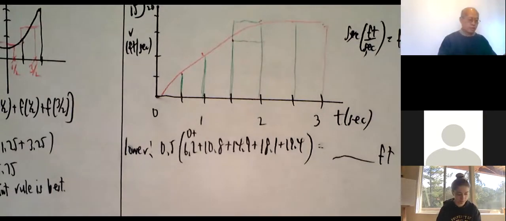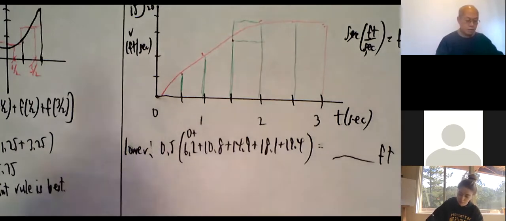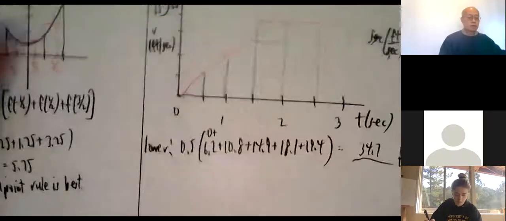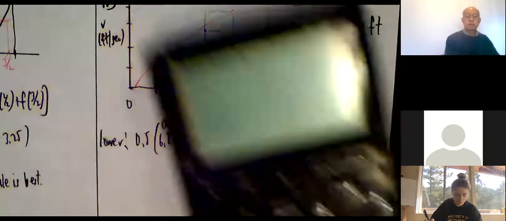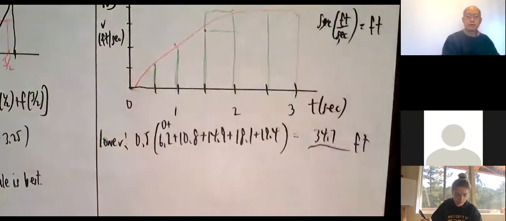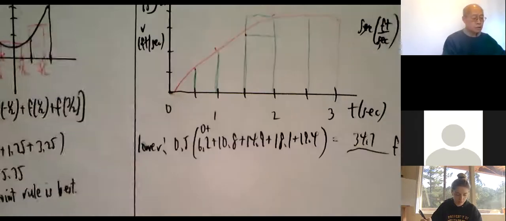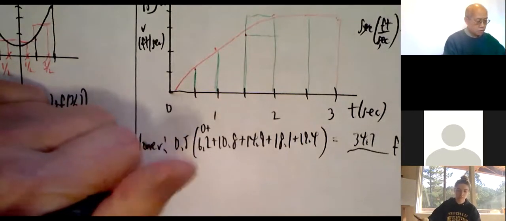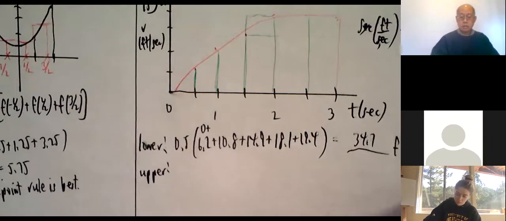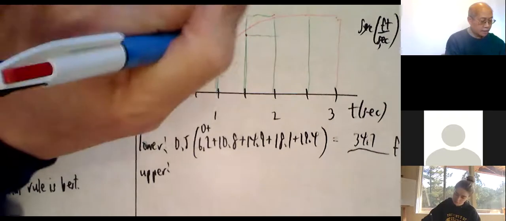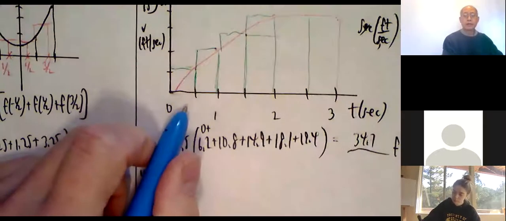Okay. I'll go ahead and plug that in. So 0.5 times (6.2 plus 10.8 plus 14.9 plus 18.1 plus 19.4), close parentheses, 34.7. Typed it all in, 34.7, that's my lower estimate. Upper estimate, I take all the right endpoints, because you'll be going like that, and like that, and so on, right? They're all going to be too big.